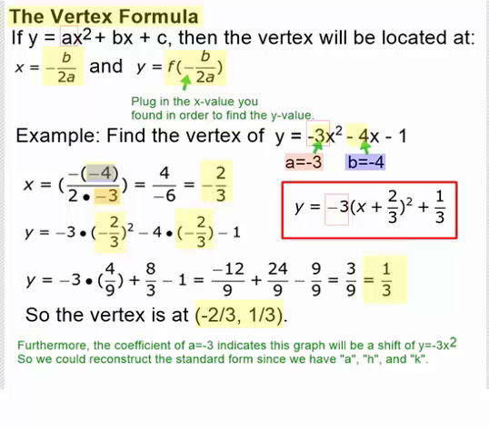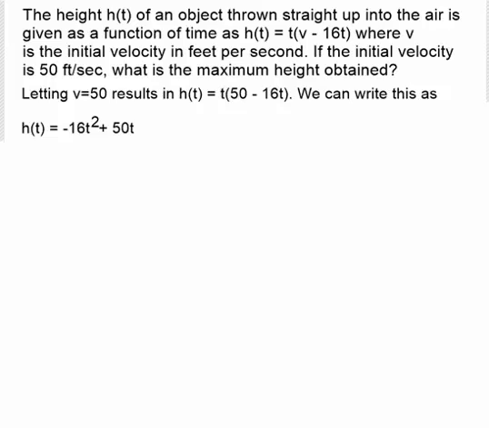So you could actually reconstruct the standard form using this shortcut formula because we have the value of a equal to negative 3, we have the value of h, which is negative 2/3, and we have the value of k, which is 1/3. In this last example, we're going to look at an application of quadratics.